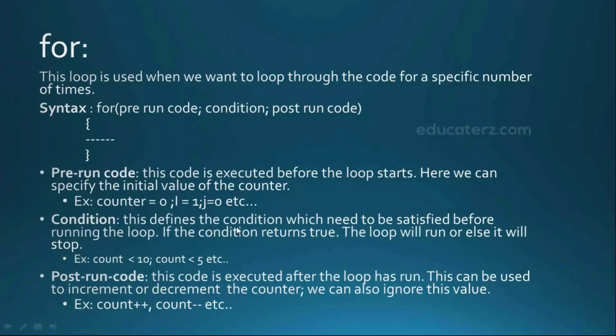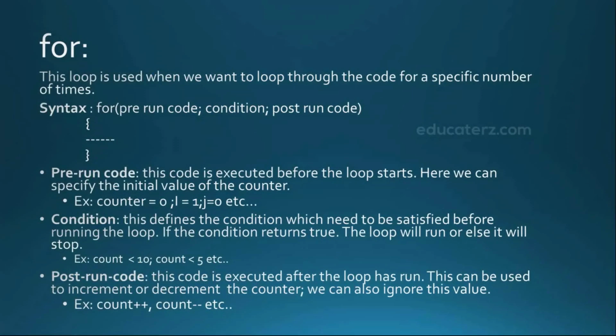Coming to condition, this defines the condition which needs to be satisfied before running the loop. If the condition returns true, the loop will run, or else it will stop. For each and every iteration, it will check this condition. If this condition is met, then only it will run the next iteration, or else it will stop executing the loop. Like here in this example, I mentioned count should be less than 10. If the count value is less than 10, like 5 or 6, it will loop through the code. If the count is equal to 10 or greater than 10, it will stop executing the loop. So this is the main importance of this condition.